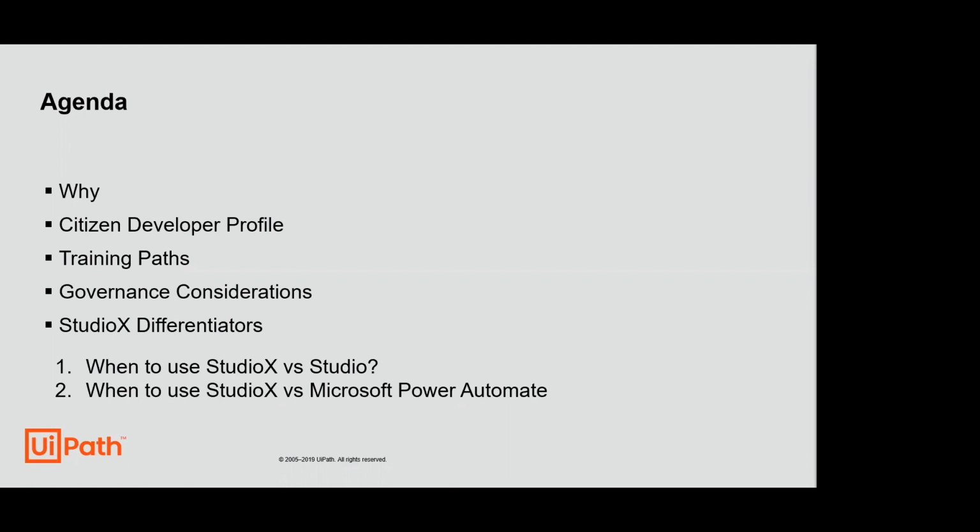The second angle is competitive differentiators, especially from prospects. When we're pitching StudioX to them, I've gotten questions on how it's different from Microsoft's Power Automate, and if the customer is already a Microsoft shop, why would they not just use that? So I'll give you some key takeaways on the competitive differentiators.